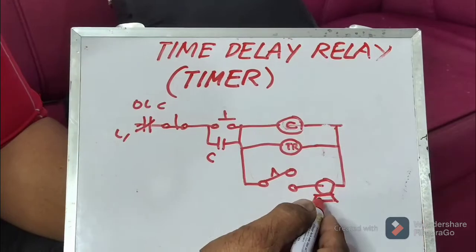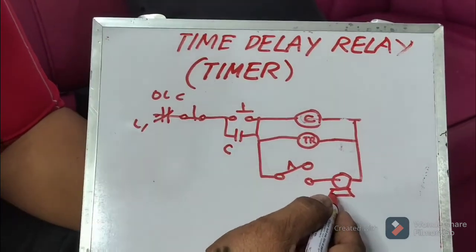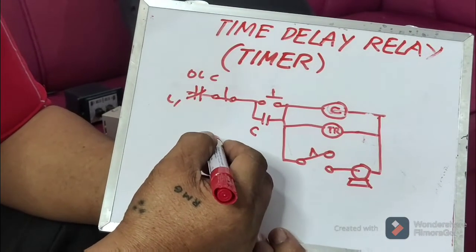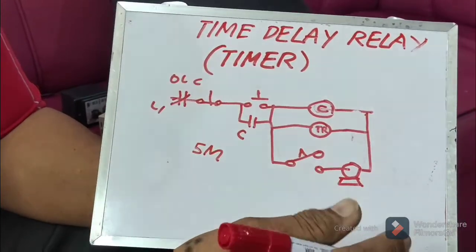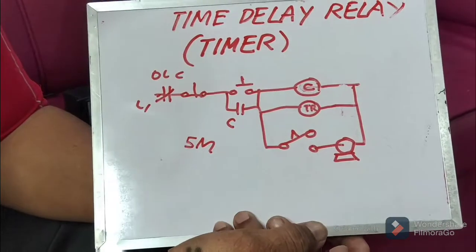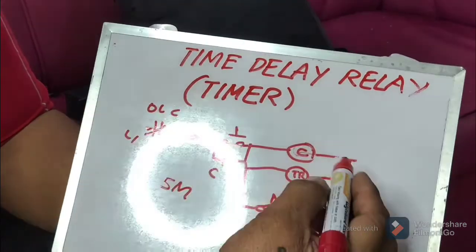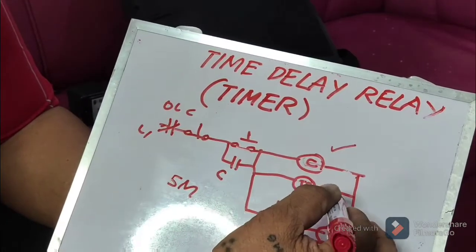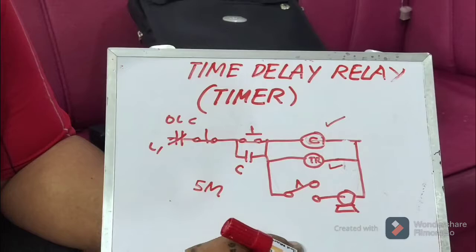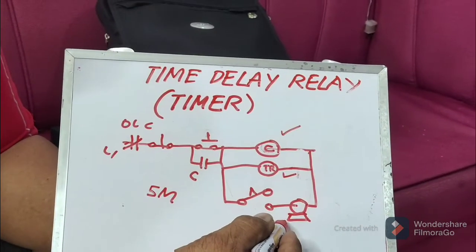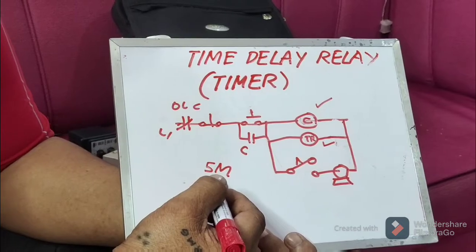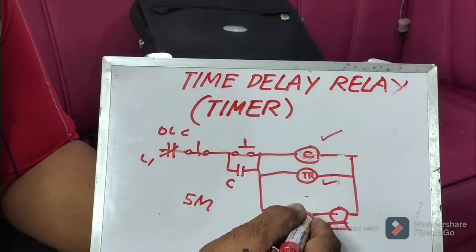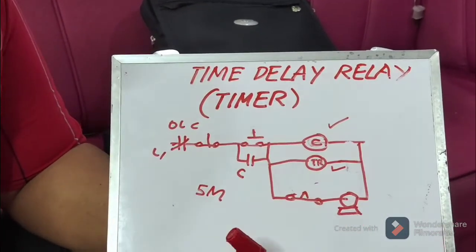Now I want to run this motor, shall we say, for 5 minutes. So I will adjust the timer to 5 minutes. So I will press the button here. The contactor is immediately energized. And then the holding coil of your timer is energized. But the motor is not. Why? Because you have to wait 5 minutes. So after 5 minutes, the contact will transfer here. Then the motor is running.